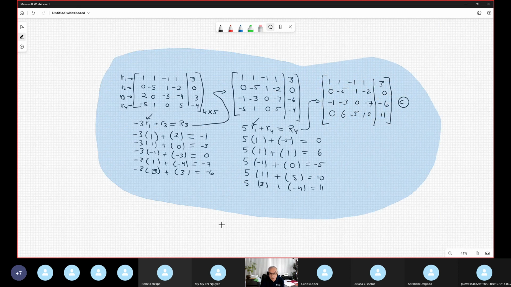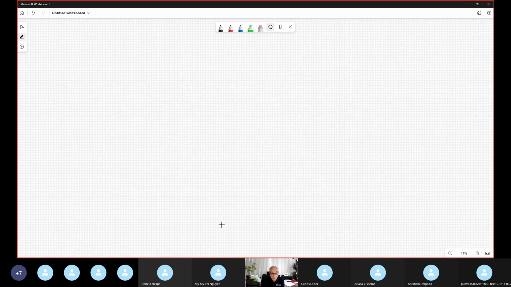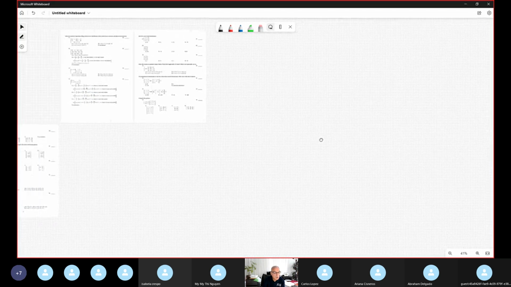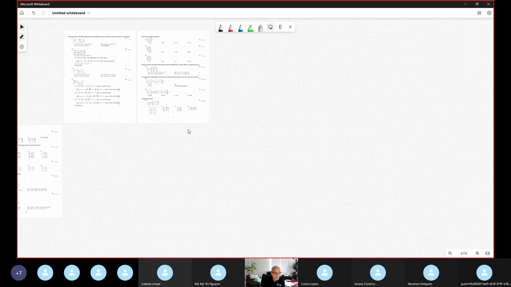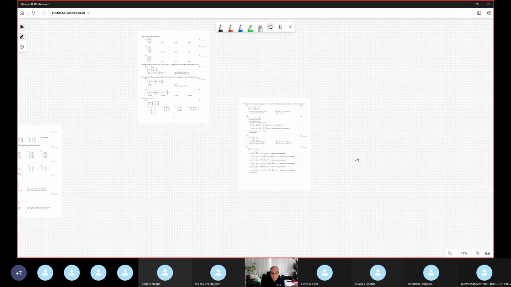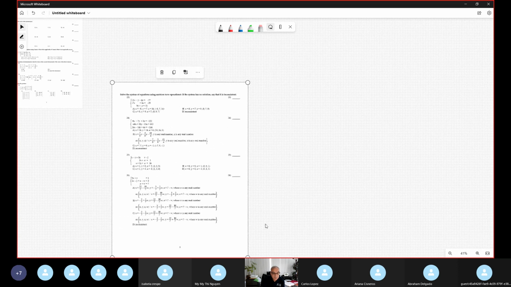Solution of the system using the matrix, using the reduced row echelon form. But this is a long process, as you see. To avoid the long process, of course, we use the software, the famous GeoGebra.